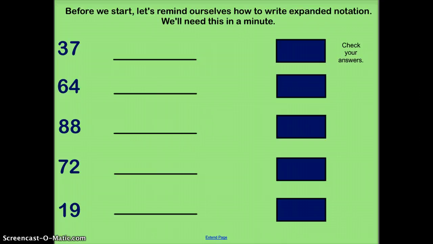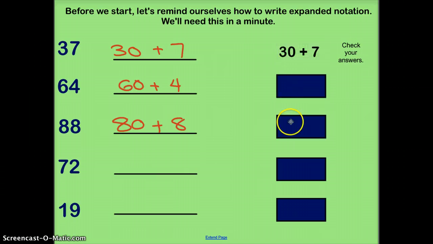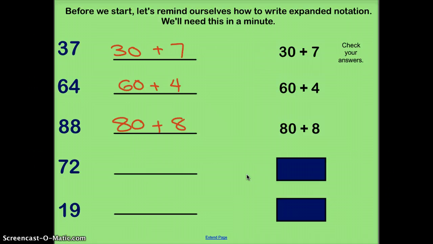37 is going to break down into the tens place and the ones place, which is going to be 30 plus 7. 64 should break down into 60 in the tens plus 4 in the ones. And we'll just do one more. 80 should break down or expand into 80 plus 8. And we'll check those answers real quick. Okay, looks like we got them.